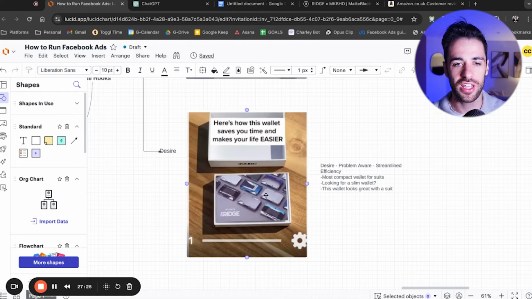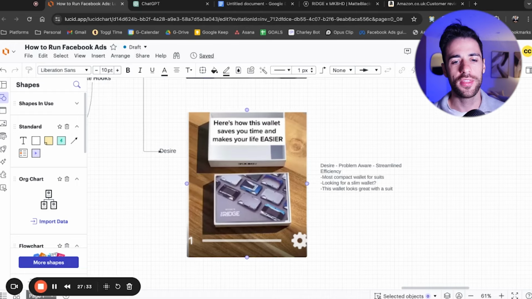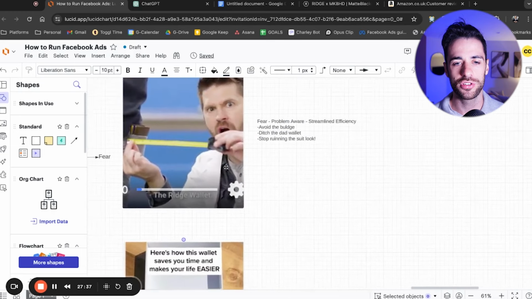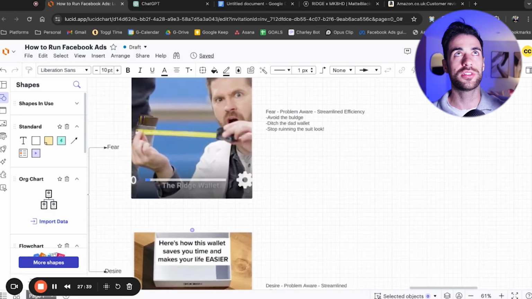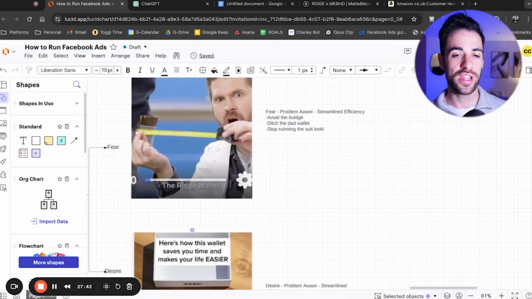So I don't necessarily know why this wallet's going to save me time, but I want to know, well, how could a wallet save me time, right? That's what that's doing. That's how it's going to hook me in. And I've given you examples of these to show you how you would take all the elements we've looked at with ChatGPT and create these hooks.